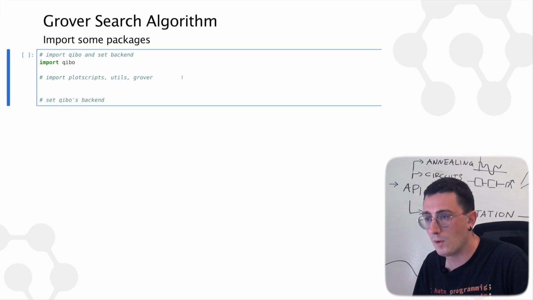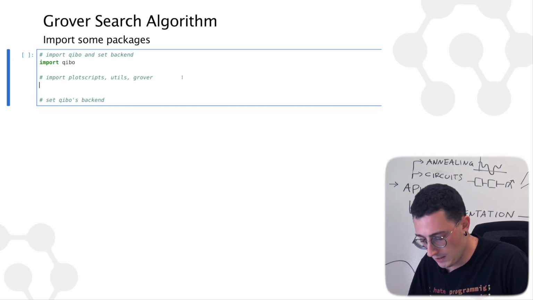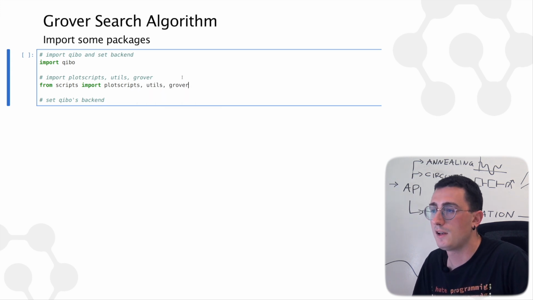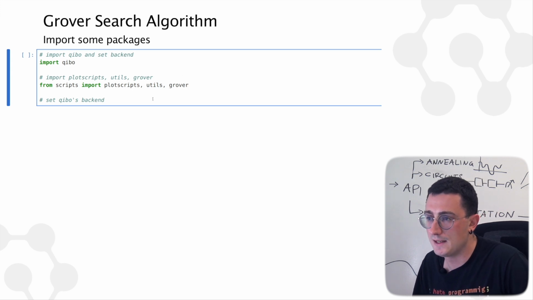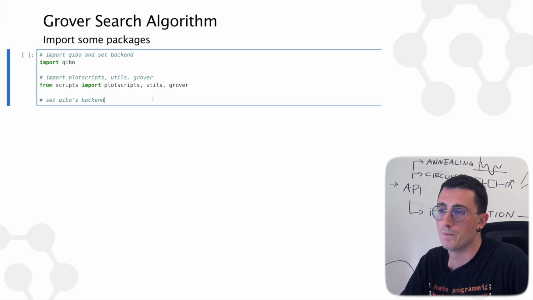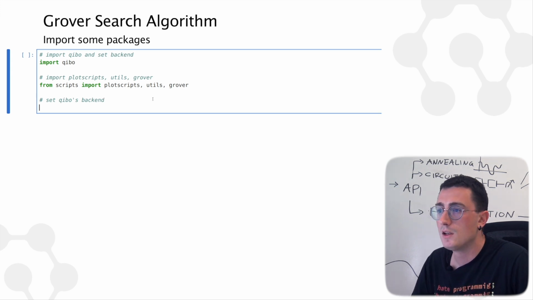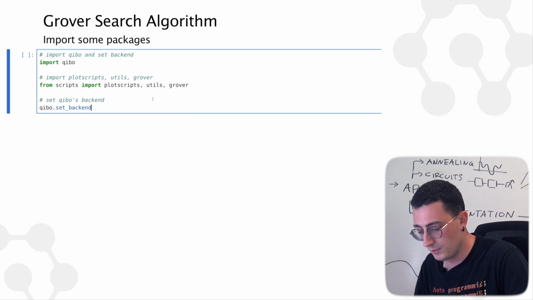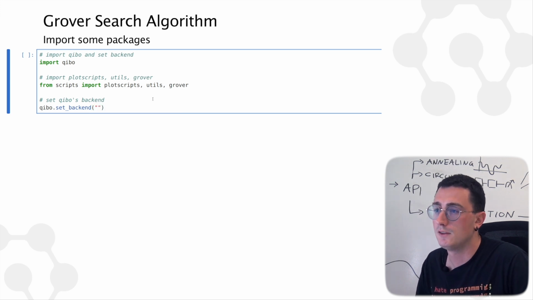In particular, from the already implemented scripts, we import. So from scripts, import plot scripts, utils, and Grover. Grover is a collection of functions in which we basically wrote the same building functions we presented in the lecture you can find about Grover in the Practical Quantum Computing course with Qibo. But we still need to set the backend from Qibo in order to define which is the best engine on which we want to run our execution. So Qibo JIT in this case.